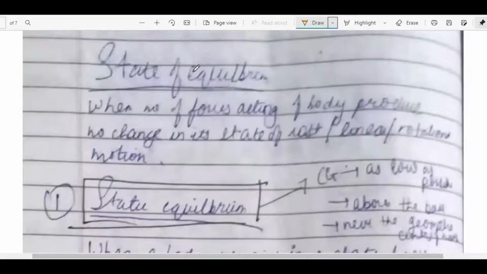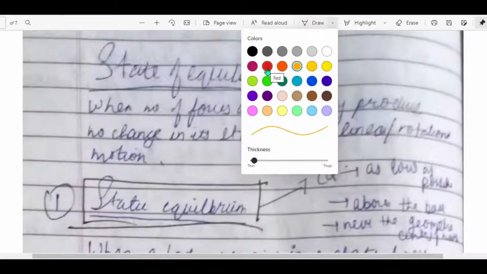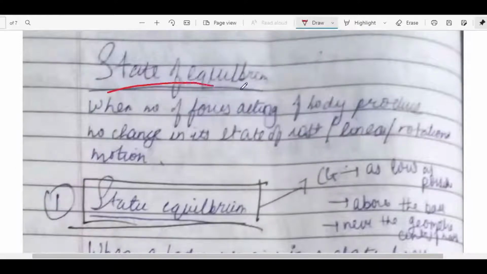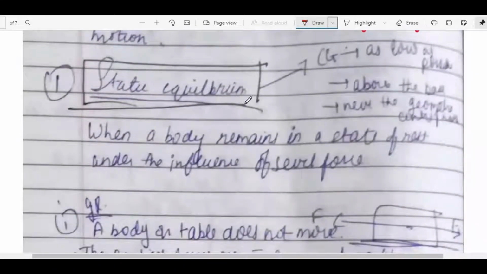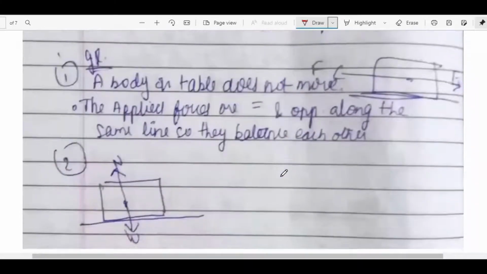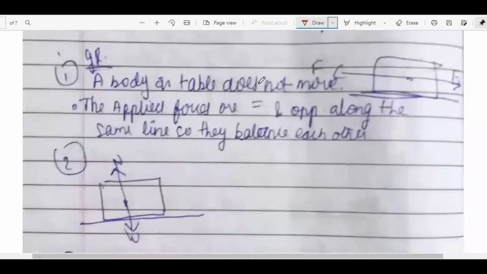What are the different equilibrium? Before that, let's learn about the state of equilibrium. When a number of forces acting on a body produce no change in the state of rest or linear or rotational motion. First of them is static equilibrium, when a body remains in a state of rest under the influence of several forces. For example, a body on a table does not move.